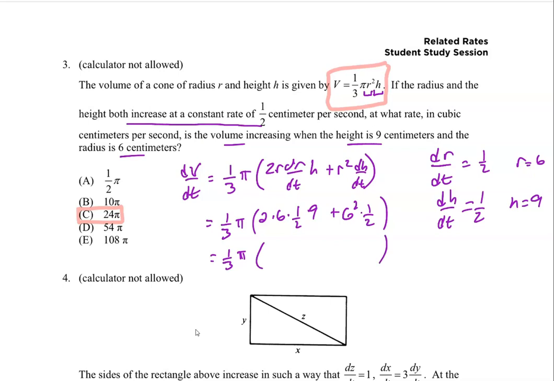That's not that bad, right? No, it's not bad algebra. It sucks, but it's 2, 2. The 2's cancel out, that's 54. 6 squared is 36, divided by 2 is 18.